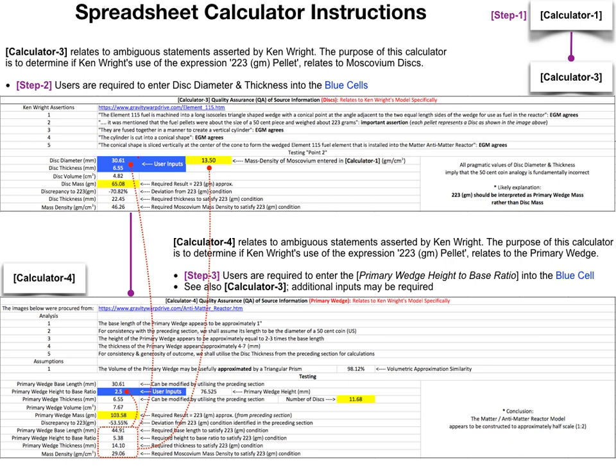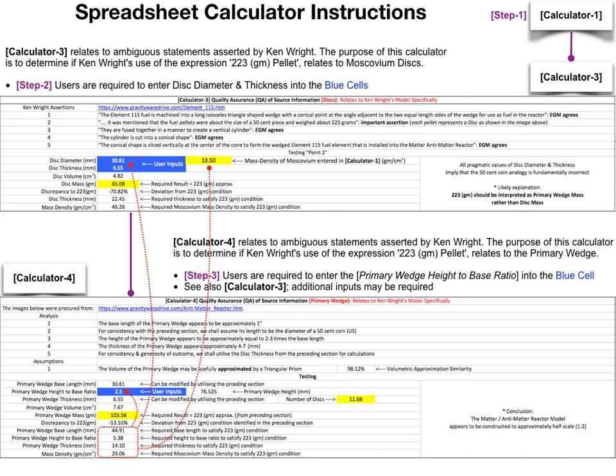Calculator 4 utilises Calculator 3 as a second step in the process flow indicated. Calculator 4 relates to ambiguous statements asserted by Ken Wright. The purpose of this calculator is to determine if Ken Wright's use of the expression 223 gram pellet relates to the primary wedge. Users are required to enter the primary wedge height to base ratio into the blue cell. Please note that at the bottom of Calculator 4 you can see a rounded red box which displays the specifications required to generate a 223 gram primary wedge.